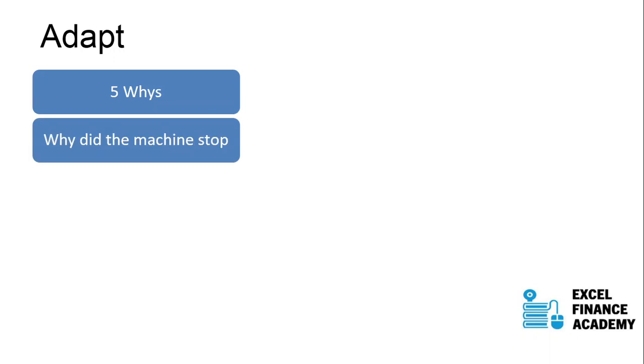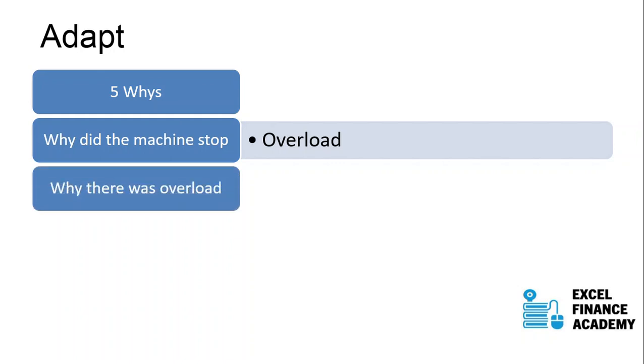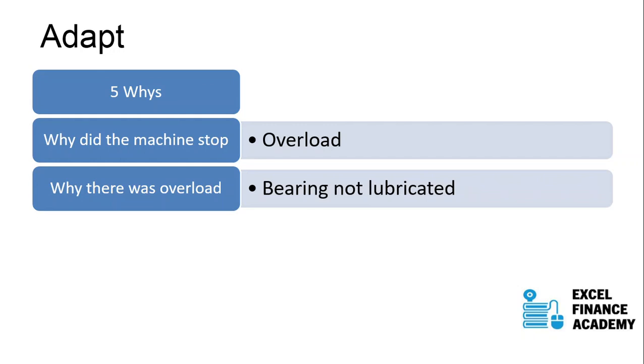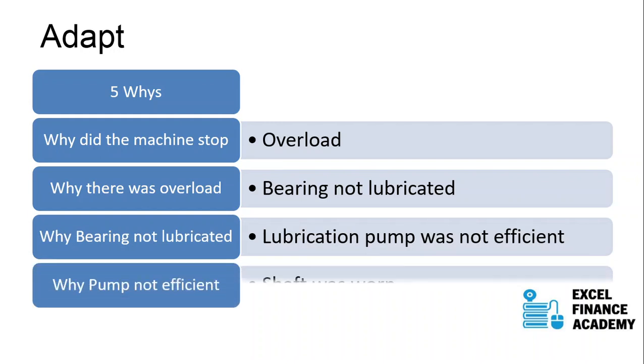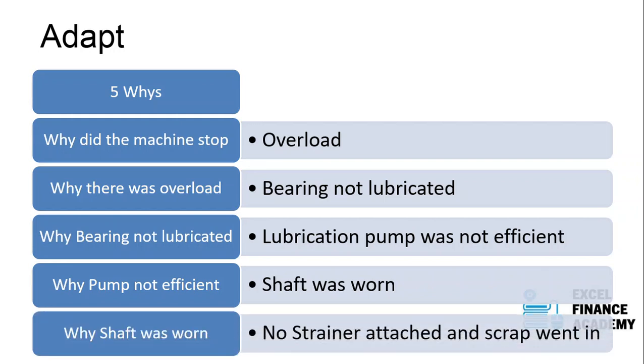Let's say, for example, there was a machine in a factory, and the machine stopped. We will ask the first question: why did the machine stop? The answer maybe, let's say, is an overload. Okay, then why was there an overload? Maybe the bearing was not lubricated. Why was the bearing not lubricated? Because the lubrication pump was not efficient. Why was the lubrication pump not efficient? Because the shaft was worn. Why was the shaft worn? Because there was no strainer attached and the metal scrap went in, so the shaft was worn.